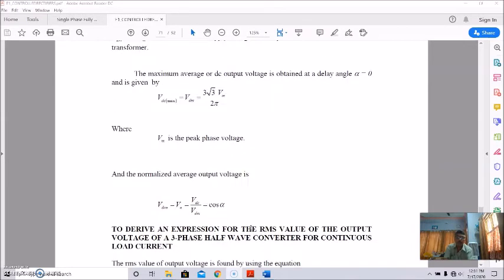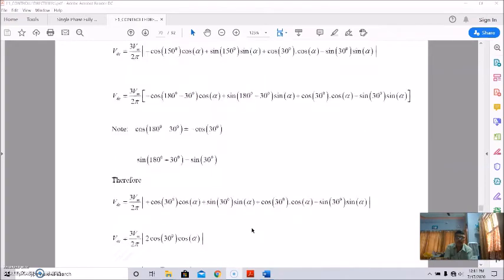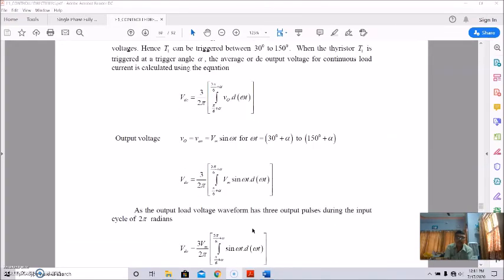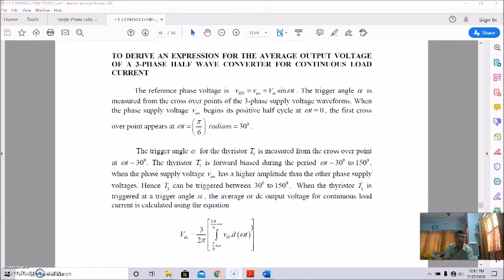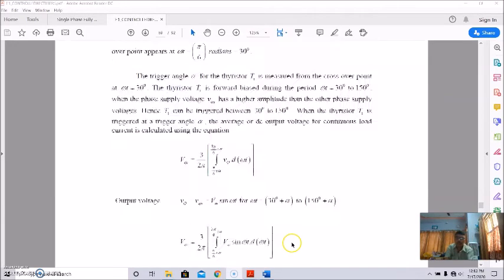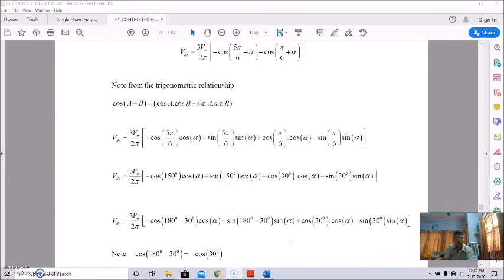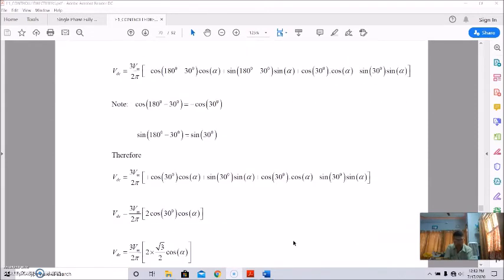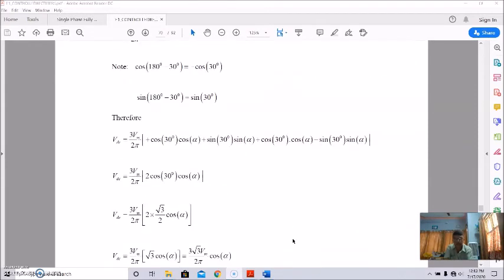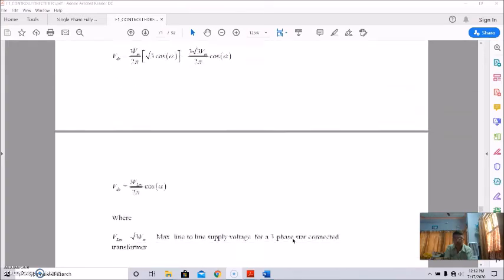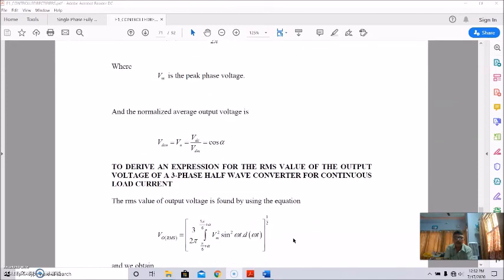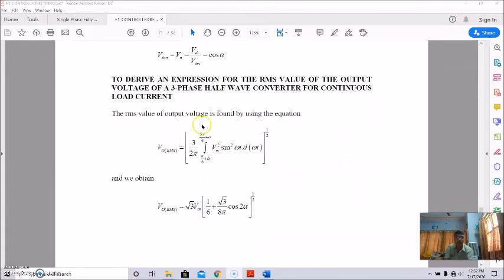So that's all about the calculations of the output voltage for the three-phase half-wave converters for a continuous load. Okay, so with this, we can continue to the next. We can derive an expression for the RMS value of the output voltage of the three-phase half-wave converter for continuous load current. So this is the RMS value of the output voltage, and is found by using these equations.